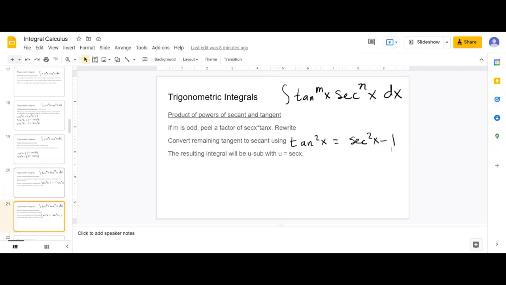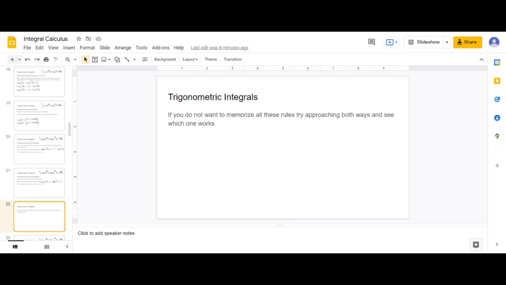The resulting integral will be a u substitution with u equal to secant. So if u is secant, what is du? And I'll cut you a break, you don't have to write dx. U is secant, du has to be secant tangent. And oh, he's the overachiever, the dx. He wrote it. Very nice.